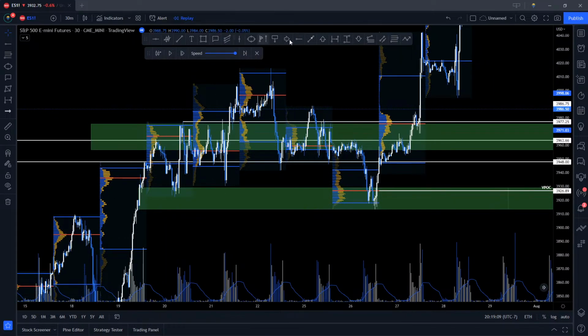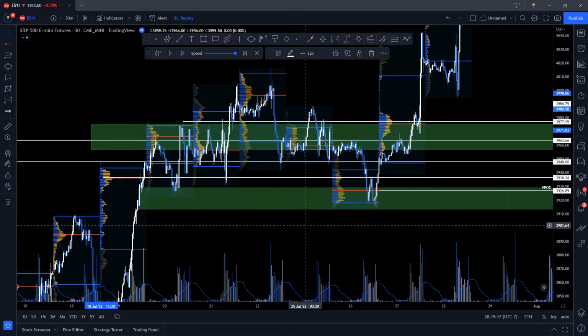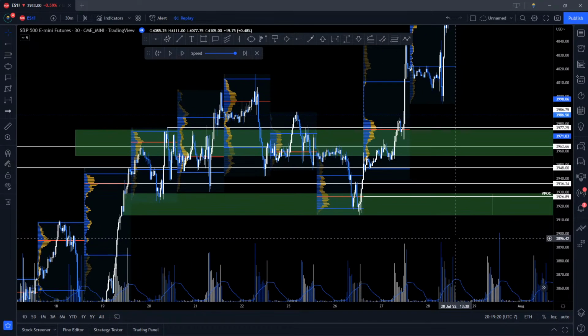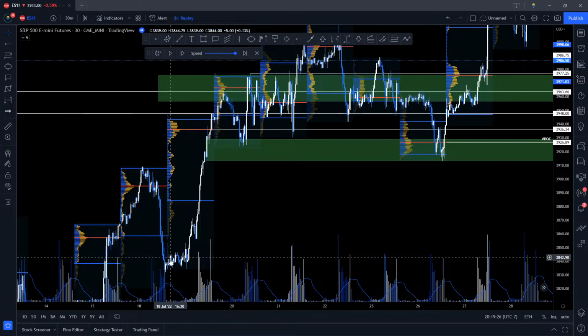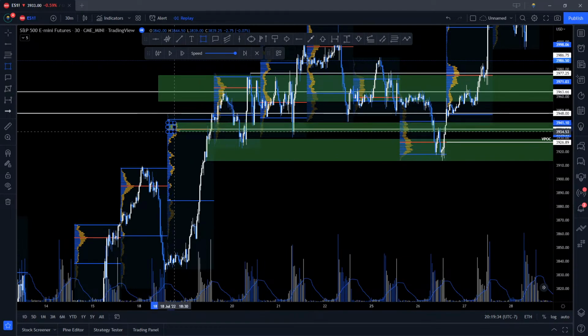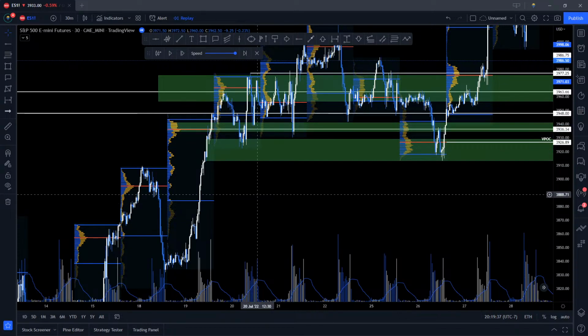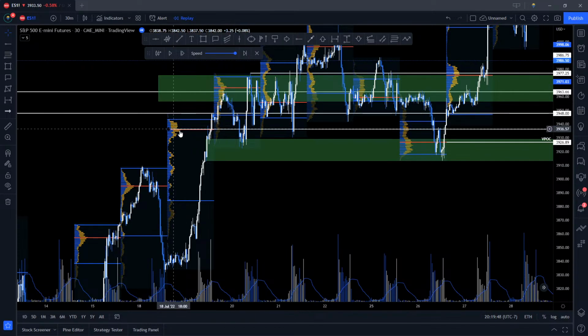So now we have POCs, VPOCs in this range. We have some support and resistance through here. Since we've talked about the P-shaped volume profiles, P-shapes and B-shapes are going to be the strongest volume profiles. On those ones, it's generally a good idea to grab the highest volume node around that as your range for entering or exiting positions. I personally don't do this, but it's not a bad idea to do.